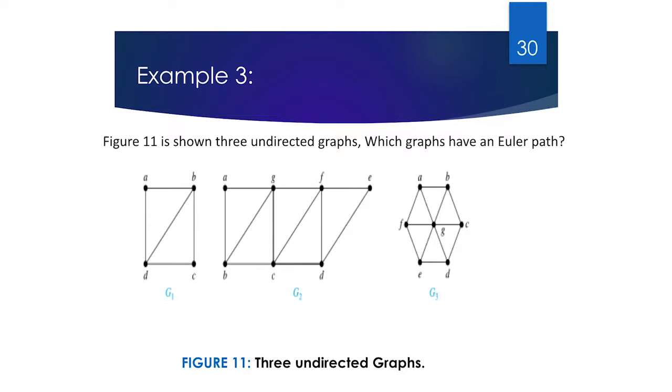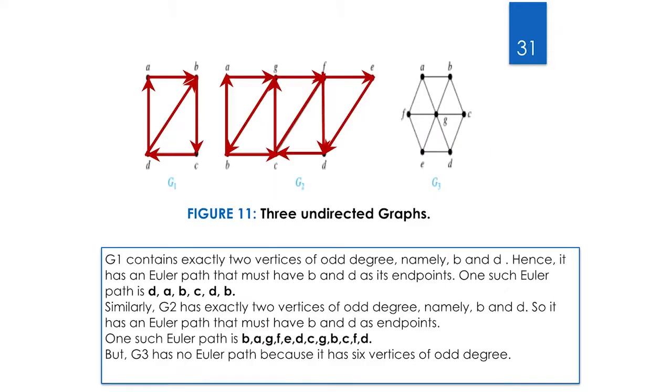G1 contains exactly two vertices of odd degree, namely B and D. It has an Euler path that must have B and D as its endpoints. One such Euler path is D, then A, then B, then C, then D again, and then B. Now G2 has exactly two vertices of odd degree, namely B and D, so it has an Euler path that must have B and D as endpoints.